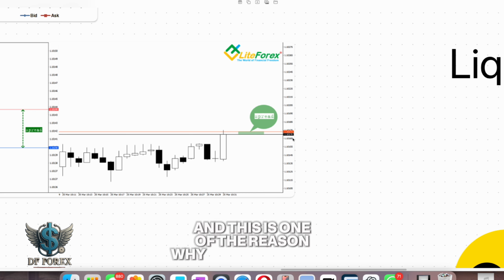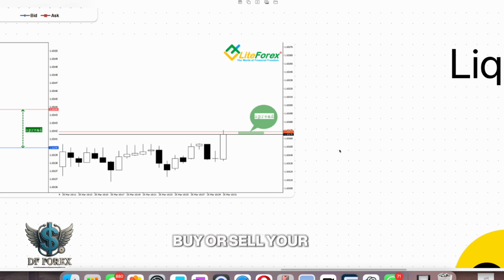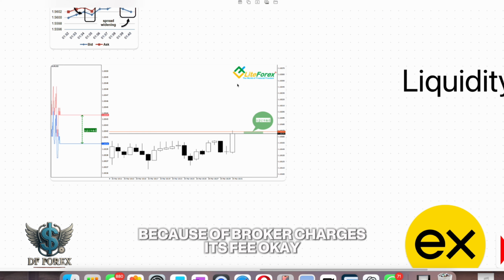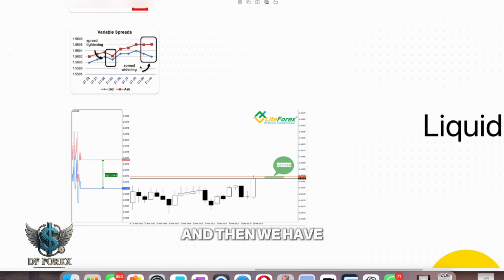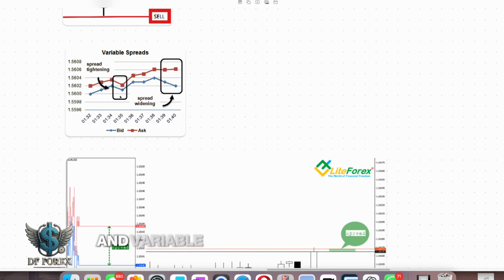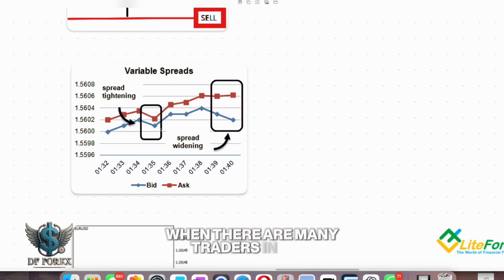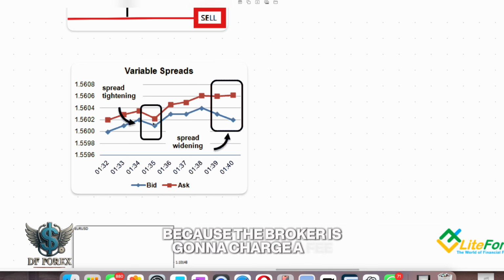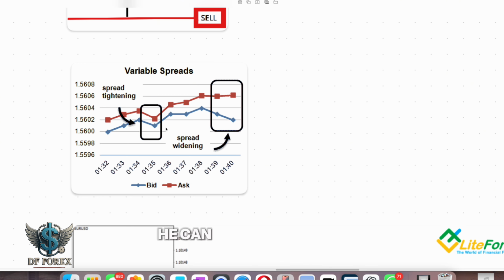This is one of the reasons why, when you click buy or sell, your trade immediately goes into negative, because the broker charges its fee. And then we have variable spreads. Variable spreads mean that when there are many traders in the market, the spreads will be low. Why? Because the broker is going to charge a fee, and if there are many traders, he can charge a smaller fee to many people, and the profits will be higher. If there are very few traders in a pair or the market, then he will charge more fee, because he wants to make a profit and there are fewer people.